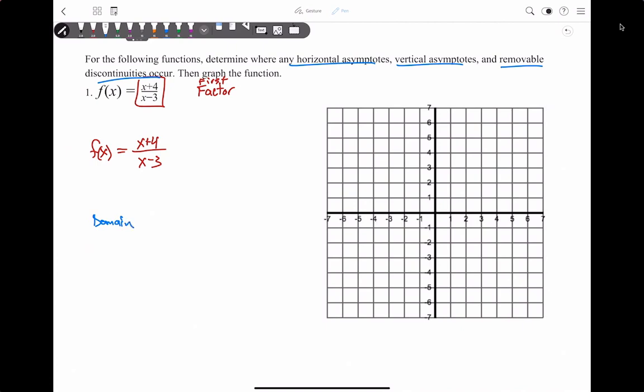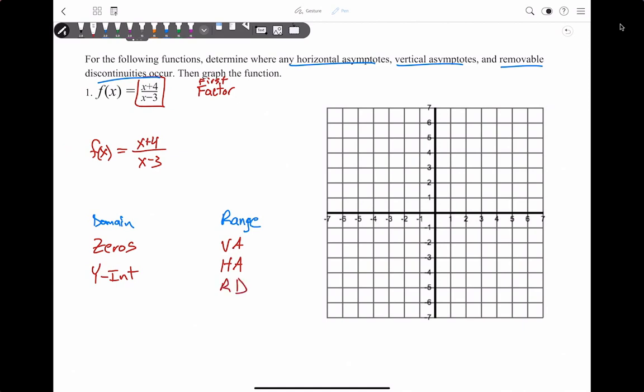We can look at the range. We can also look at the zeros of the function. We can look at the VA and the HA. And the zeros are the X-intercepts. And then we can also look at the Y-intercepts, and then removable discontinuities.